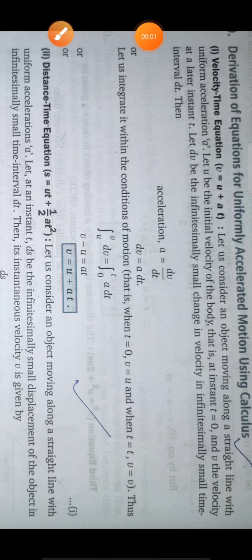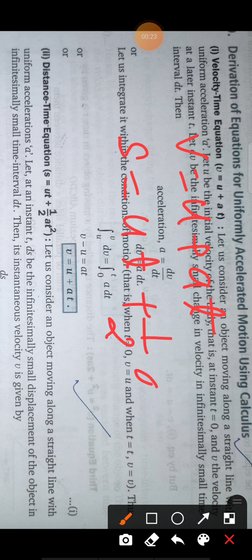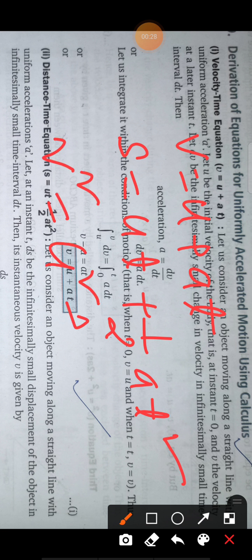Good morning, students. So today we will derive the three equations of motion using calculus. In the lower classes you have studied that there are three equations of motion. The first equation of motion is v equals u plus at. The second equation of motion is s equals ut plus half at square. And the third equation of motion is v square equals u square plus twice as. So we will derive these three equations using calculus or integration.